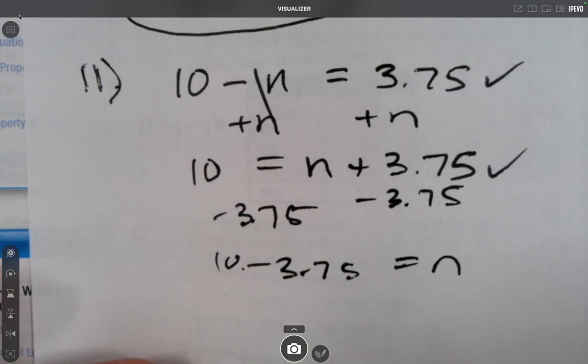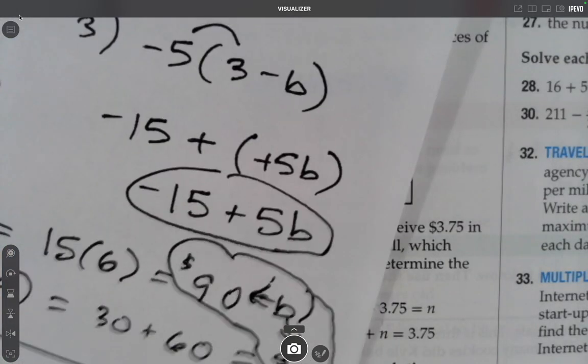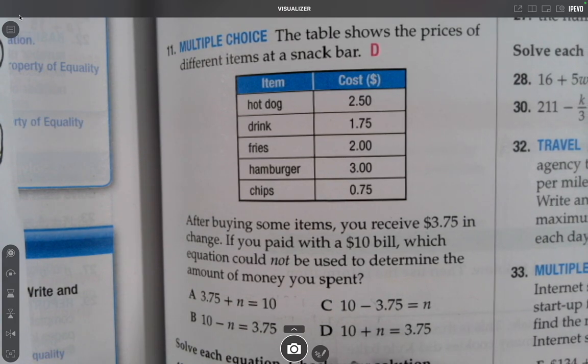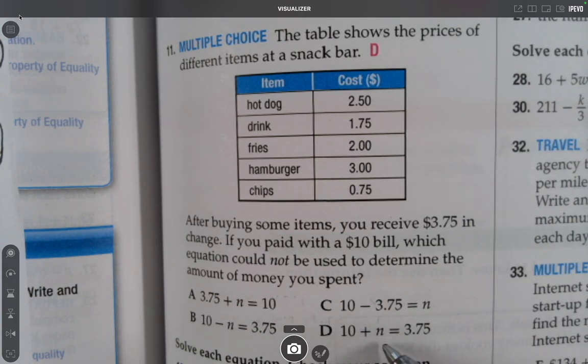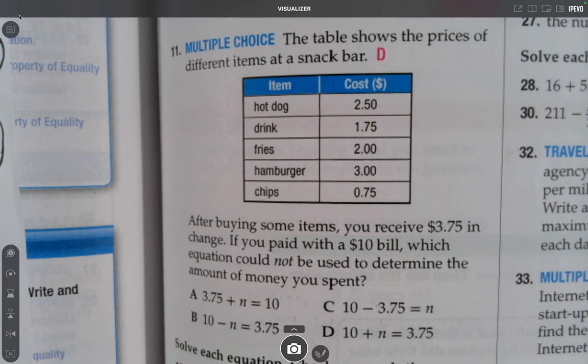That would also work. We could just say the $10 we gave them minus the change they gave us tells us the amount of money we paid. So we've just shown how A, B, and C can work. D is the one that doesn't, because it doesn't make sense that if you add the amount you spent to the $10, that would make your change. I mean, just look at this. How could 10 plus another positive number ever equal 375? Doesn't make sense.